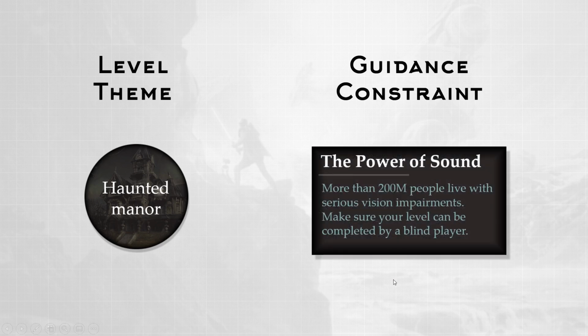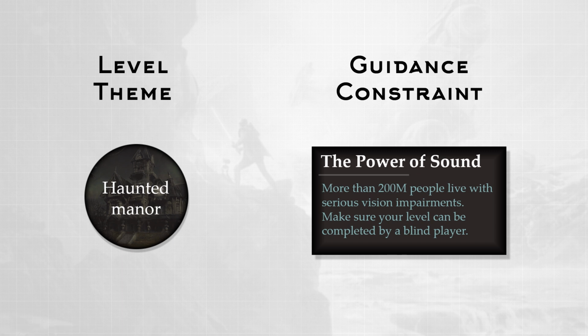So for example, this one is called the power of sound, and says that a lot of people live with serious vision impairments, so try to make sure that your level can be completed by a blind player. And this is actually quite a difficult constraint, so the actual constraints are much easier than that.